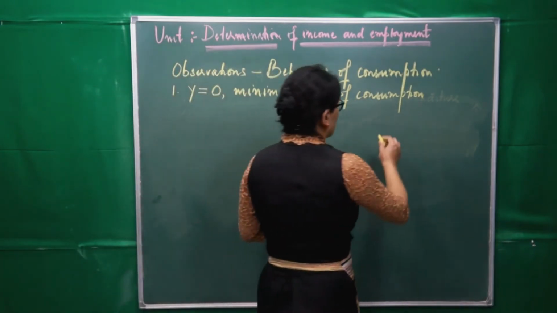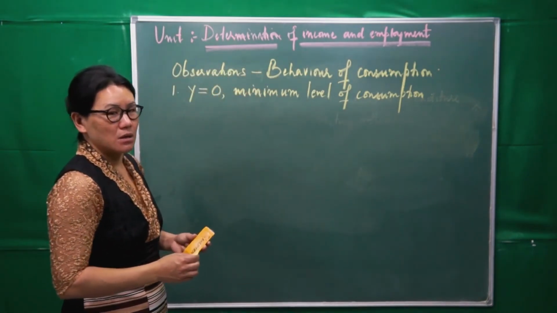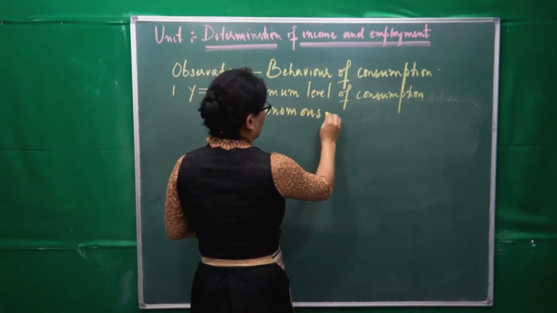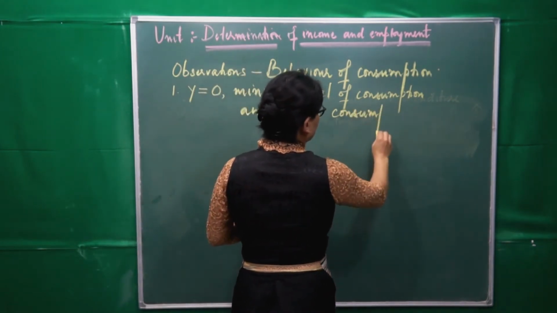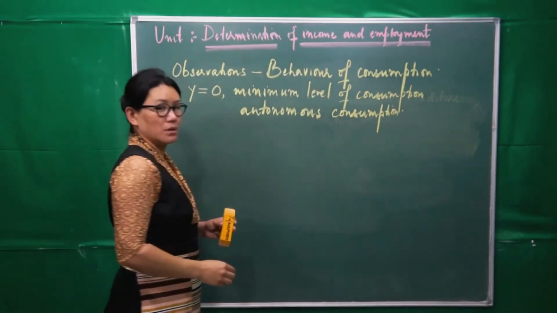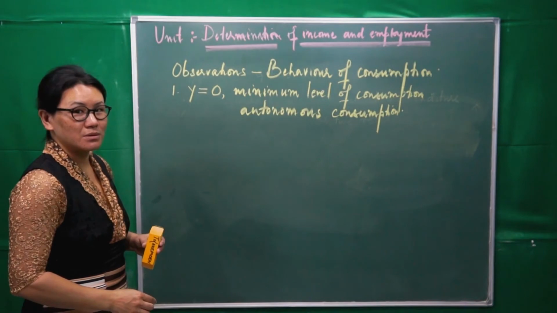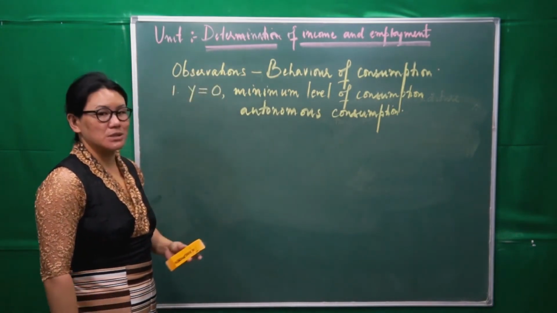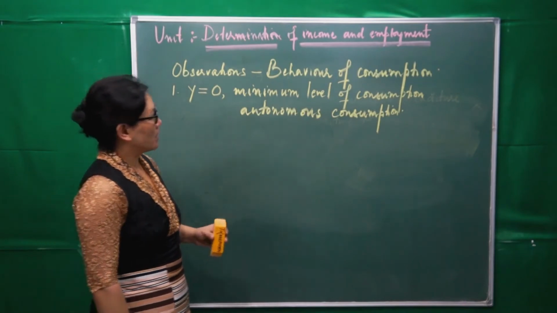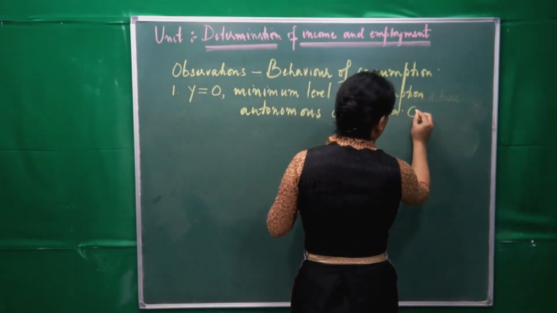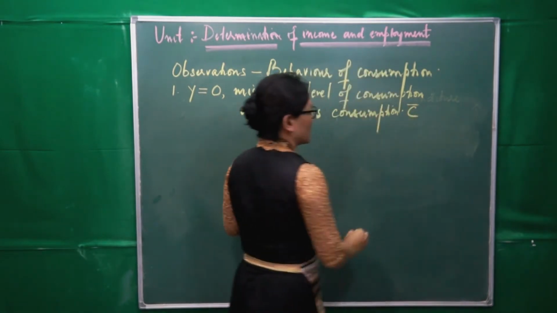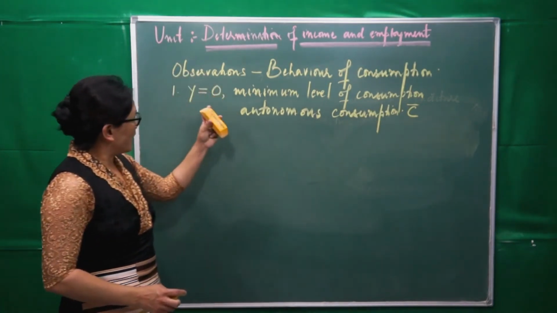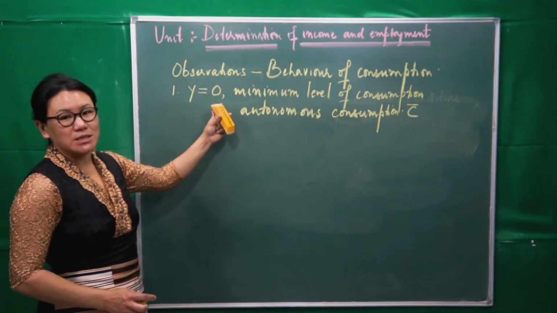And this minimum level of consumption is called autonomous consumption. What is this now, autonomous consumption? Autonomous consumption is the minimum level of consumption when income level is 0. Okay. Now this one, we write it like this. C bar. Okay, C bar is autonomous consumption. Now, what does it mean here?